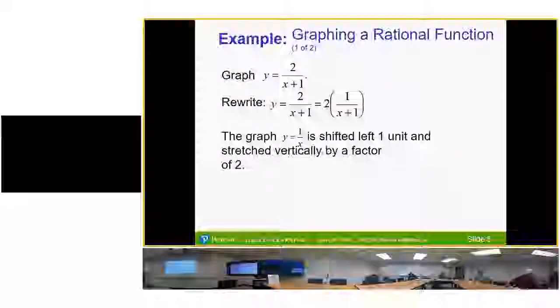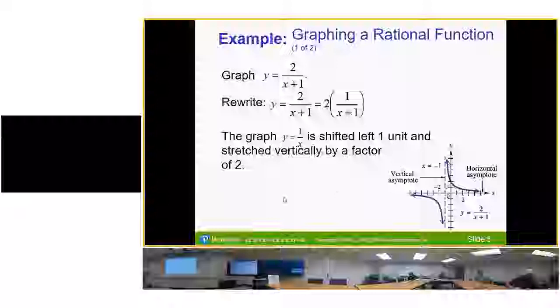So that means it's a regular graph, a little bit squished because of the two, but the plus one tells us the origin, or the middle part, is shifted one place to the left. There it is. Now, that dashed line is called a vertical asymptote. Write that down because you're going to have to know that. We're going to get into that.